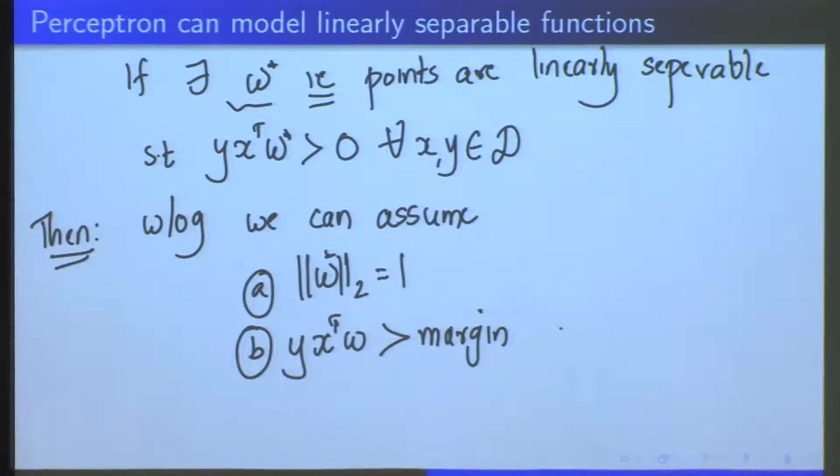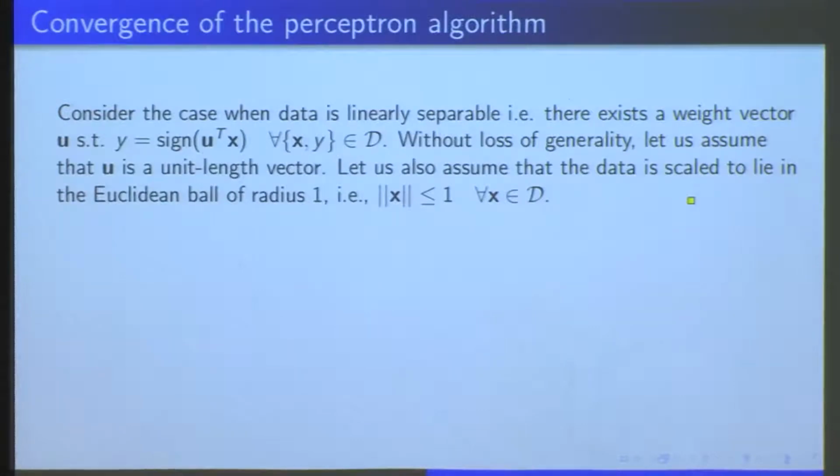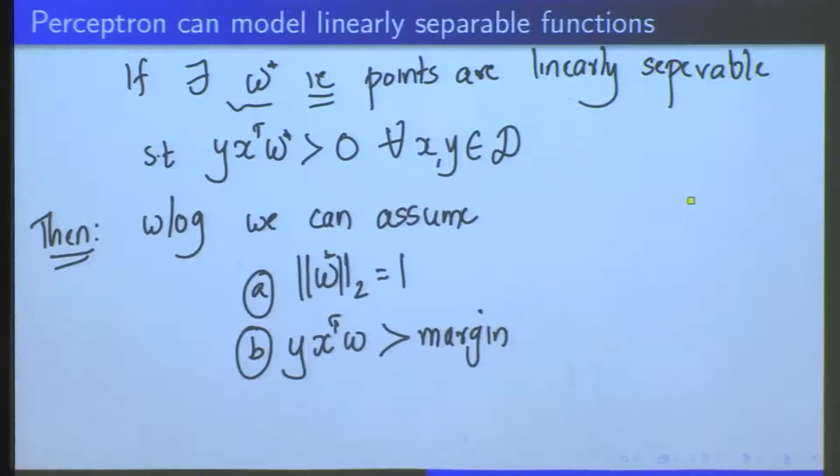So I'll give the margin some name. Okay. So as I said in the convergence discussion, we are going to refer to phi x simply as x. So again, just stating the same thing here. Okay, so I have made use of this, that points are within one. Just a second. So I made use of the other. So let me write both the conditions.